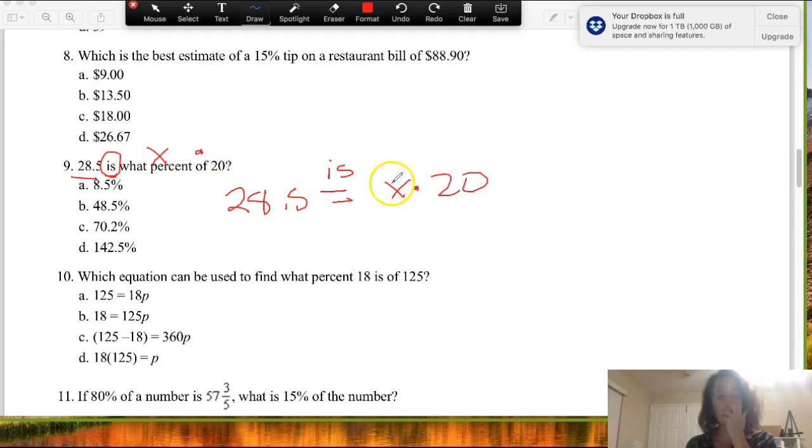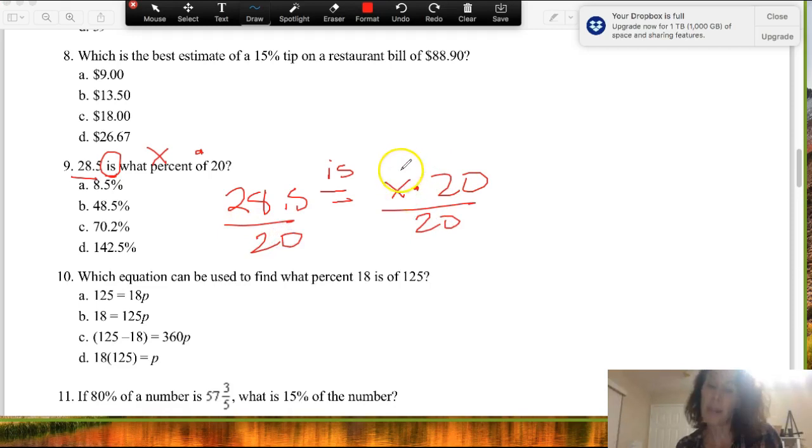Now remember, that's a percent, and I'm going to get it in a decimal, so I'm going to have to change it to a percent. So I'm going to go 28.5 is what percent of 20? And divide by 20 on both sides to figure out what that is. X times 20, the opposite of multiply is divide, divide both sides. So I'm just going to do this on a calculator. 28.5 divided by 20 is 1.425. That's equal to X.